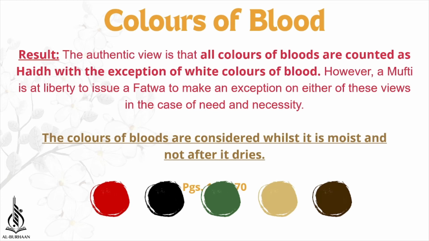So let's say on the 31st of the month, she saw brown, and then on the 1st of the next month, she saw red, 1 day later. Where do you count the blood from, or where do you actually consider the blood from? You will consider it from the 31st and not the 1st. Why? Because all colors of blood are counted as haze, with the exception of white colors of blood.